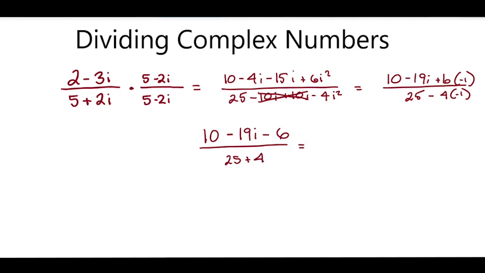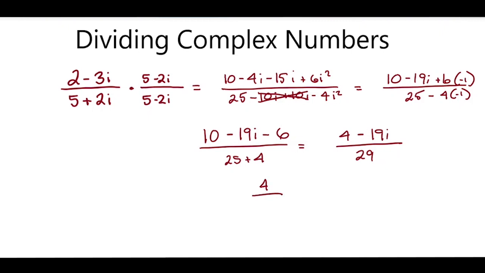So we simplify this. My 10 and my minus 6, those can simplify to 4 minus 19i over, well, 25 plus 4, that's 29. But we're not going to leave it like this. We're going to break it into 2 fractions, because remember, we need to separate the real from the imaginary.